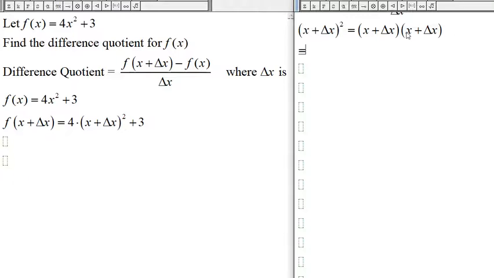So we have x times x, which is x squared. And then we have x times delta x. Now x and delta x, they are 2 different quantities. They're not the same. And then here we have delta x times x. We'll go ahead and write it as x times delta x. And then we have delta x times delta x, which is delta x squared.